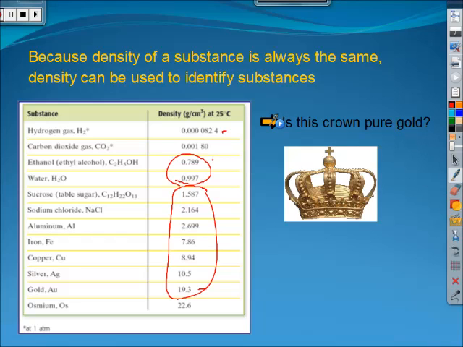And I want you to be thinking about this. Could you use density to find out if this crown is pure gold? Be thinking on that. We're going to talk about that in class.